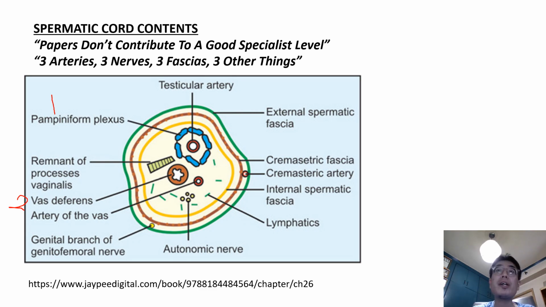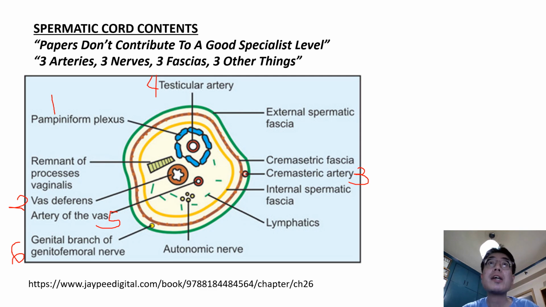C is for the cremasteric artery. T is for the testicular artery. A is for the artery of the vas deferens. G is for the genital branch of the genitofemoral nerve.